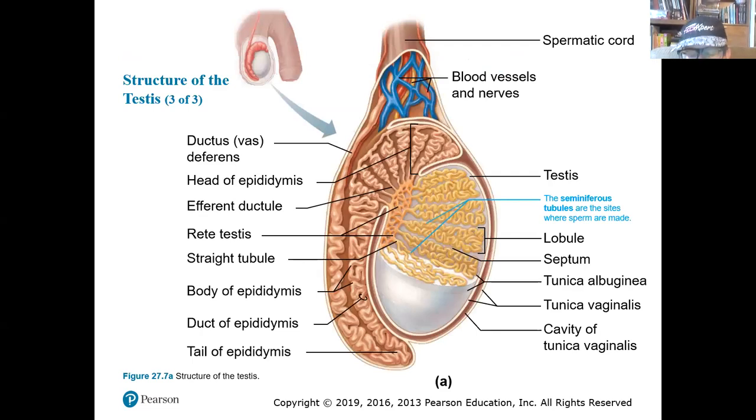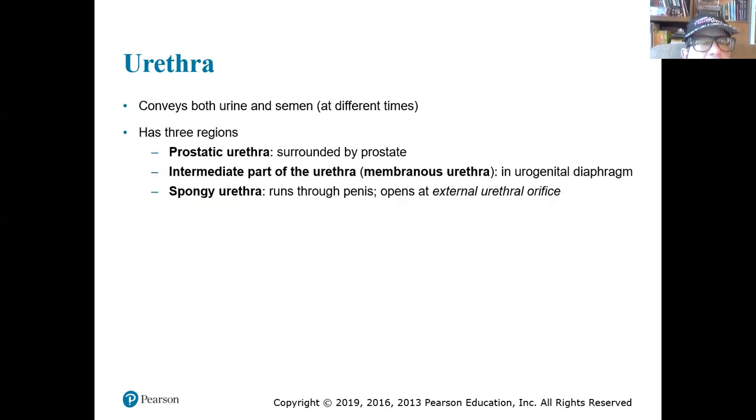Okay, so we've already looked at this picture. Is there anything new? No, there's not. Okay. So the urethra carries both urine and semen at different times. Coming through the prostate, we have the prostatic urethra. The intermediate urethra is going up to the urogenital diaphragm, where we leave the body, and the spongy urethra runs through the penis, and it opens at the tip of the penis at the external urethral orifice. That's an opening in the glans, which commonly people call the head of the penis.